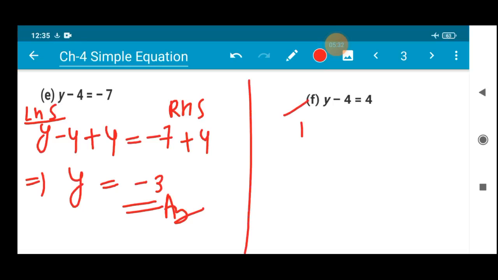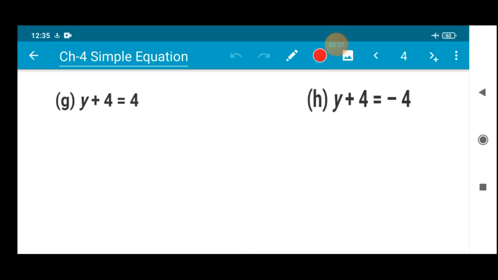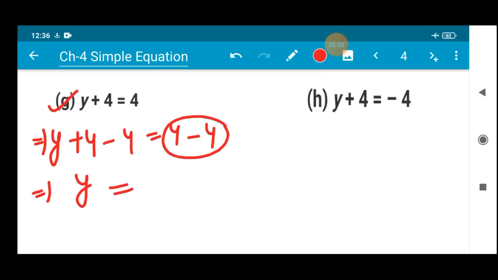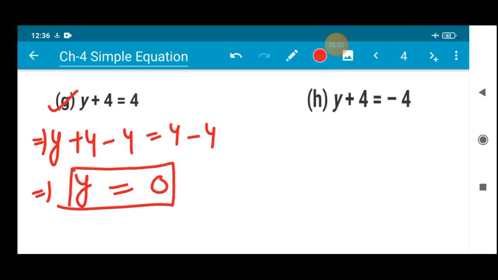Next, number F, I request you all to do it yourself. Kindly do it. Let's do number G now. Here the question is very simple. Y plus 4 is there, you have to subtract 4 on both sides. Whatever you are doing here should be done on the right hand side. I have already cleared this idea. So now y plus 4 minus 4 is 0, so y will remain, and on the other side 4 minus 4 is 0, so the value of y is 0. Alright students, I hope you are understanding. This is the method of doing it.